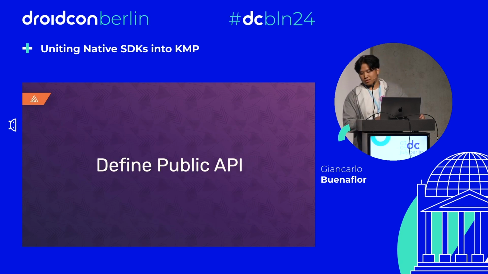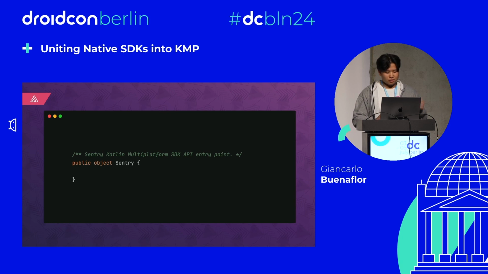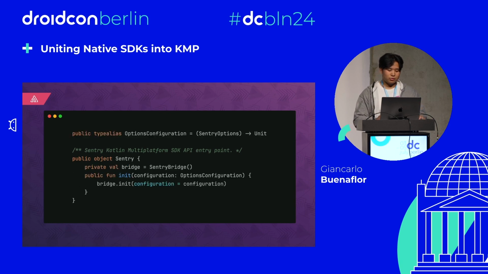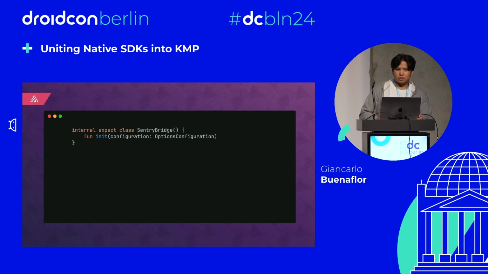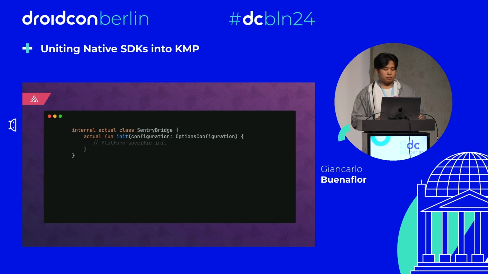So the next step is, now that we've embedded these and we can access them in our platform-specific source sets, we can then define our public API in our common main. In this case, it's just a very simple entry point where we can initialize the SDK. And the main thing here is the Sentry Bridge class, which is just an expect class with an init function. And which brings me to my next point, is how can we implement these platform-specifically.